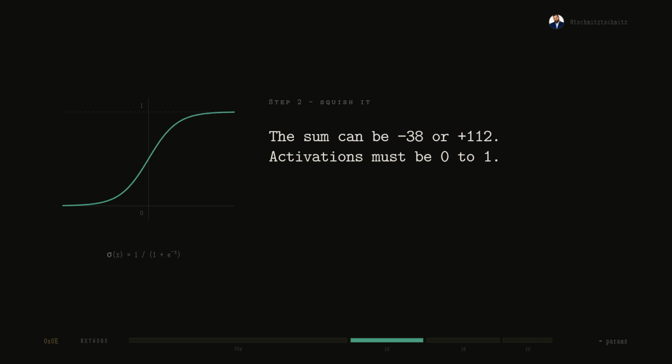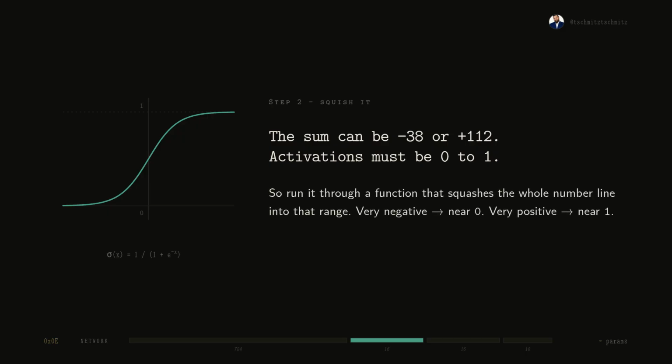One problem. A weighted sum can come out as negative 38 or plus 112, but activations are supposed to live between 0 and 1, so we squash. The sigmoid takes the entire number line and folds it into the interval from 0 to 1. Very negative inputs land near 0, very positive ones near 1, and the interesting action happens in the middle. The weighted sum measures the evidence. The sigmoid turns it into a verdict.